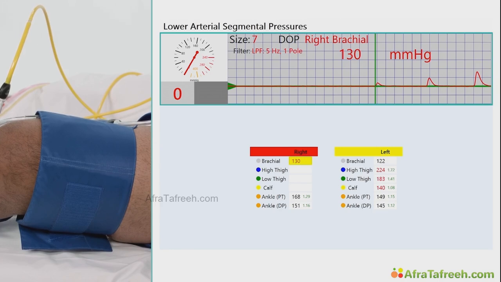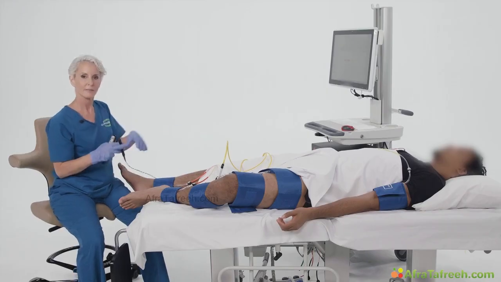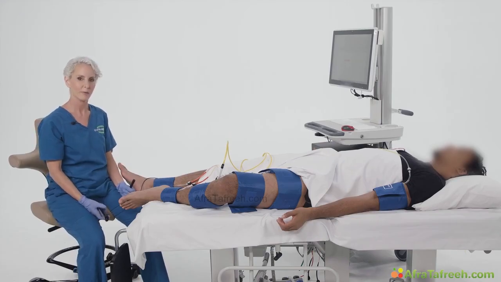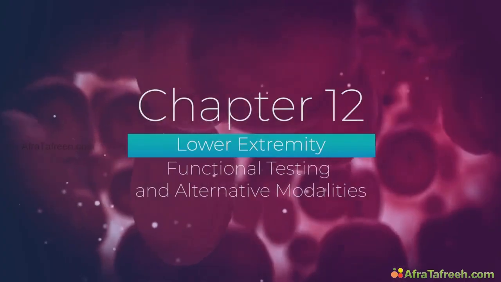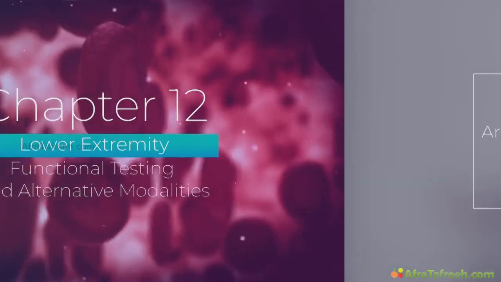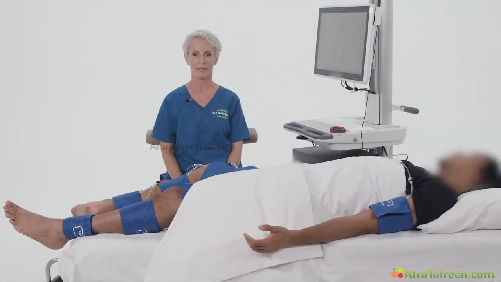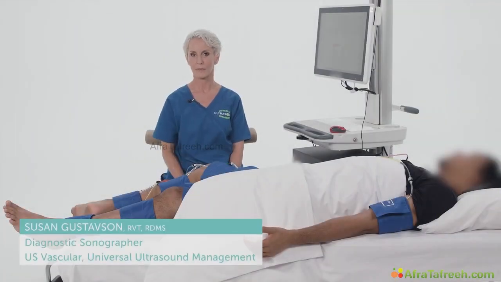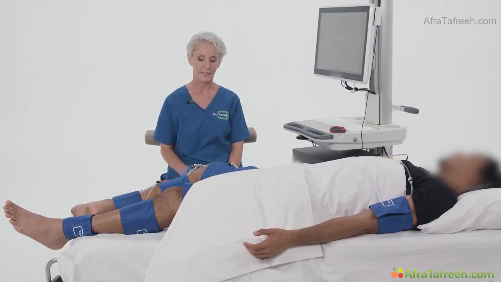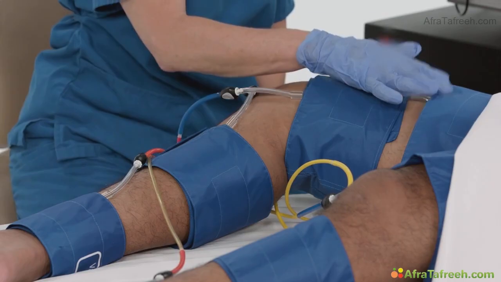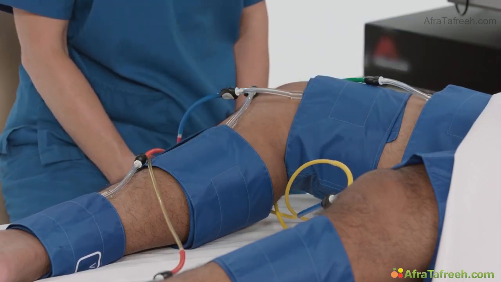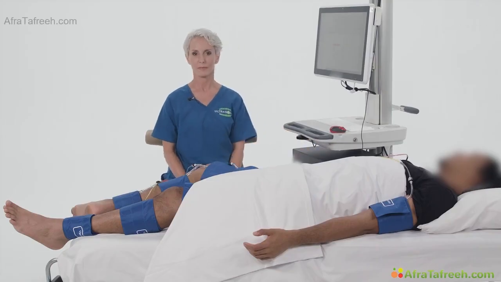Now I would repeat the same process for the right leg. Let's go ahead and do that, and we'll come back and show you what those results are. Now that we've obtained all the pressures in the right lower extremity as well, we are ready to analyze our results. What we have found is that every pressure from every cuff in every segment is higher than the right brachial pressure. This is a normal resting exam.